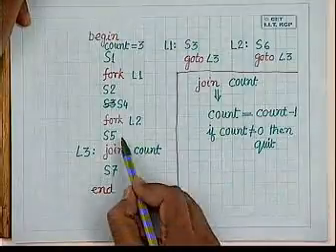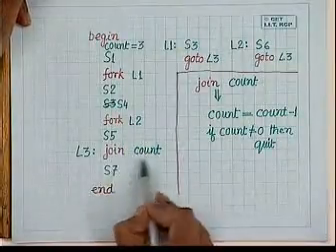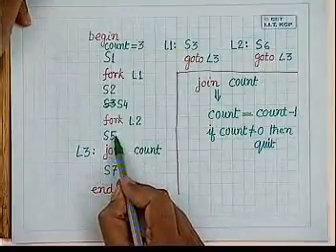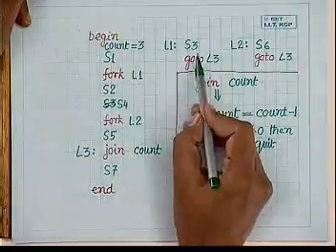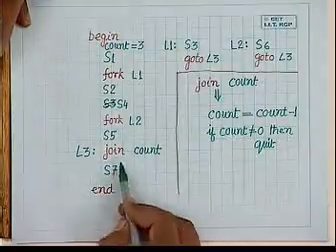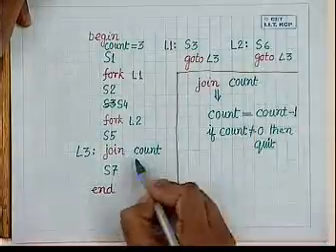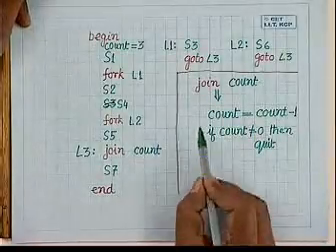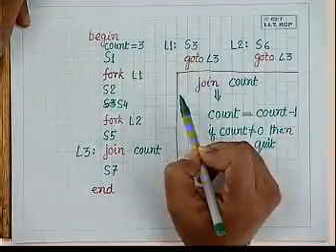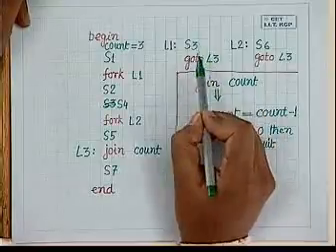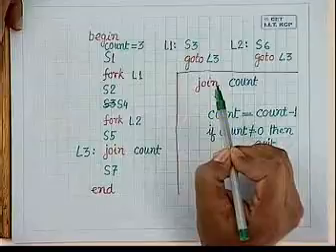the first process which executes this join count statement, I still don't know whether the process executing S5 will execute the join statement first, or the process executing S3, or the process executing S6. That depends upon the complexity of these statements, how much time each statement takes. And here a statement does not necessarily mean a single statement; it can be a module.